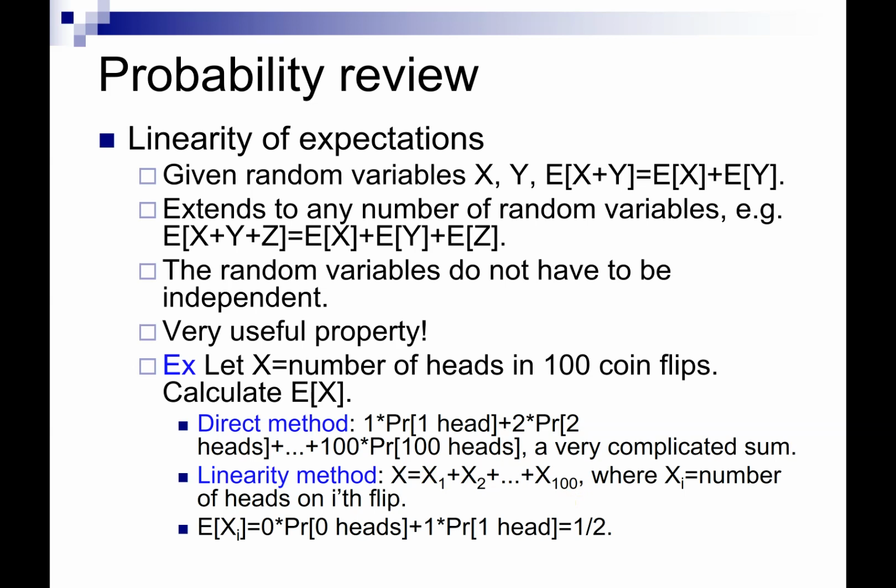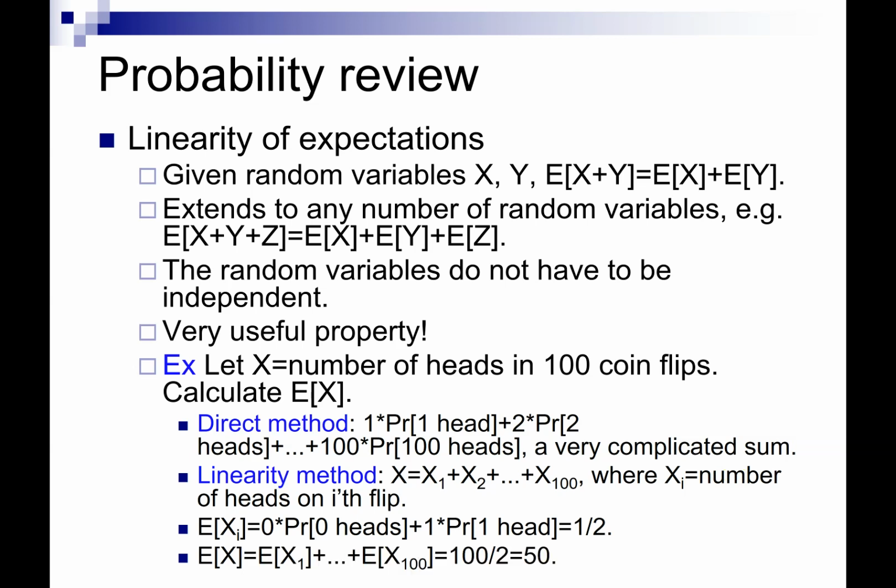Now for each of these indicator variables, it's actually very easy to evaluate its expectation. In fact, we know that the probability I get a head on the ith flip is just going to be p. So by the previous fact, the expectation of any of these indicators is just going to be 1/2.